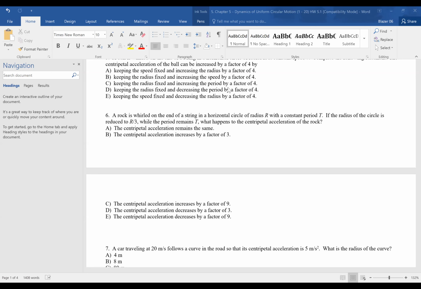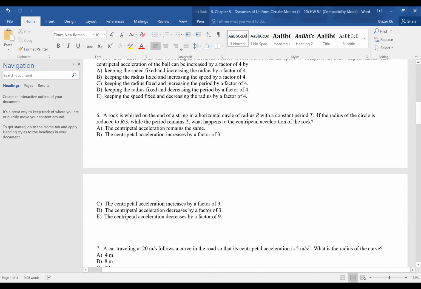So it says that the centripetal, we defined it a sub c as v squared over r. Now it says if the radius of the circle is reduced to r, let's just put a capital R, to R by 3, while the period remains the same, what happens to the centripetal acceleration of the rock? So that means that we have the same period, but R is reducing.